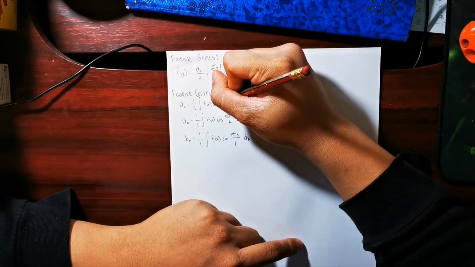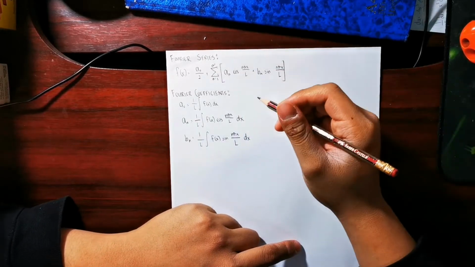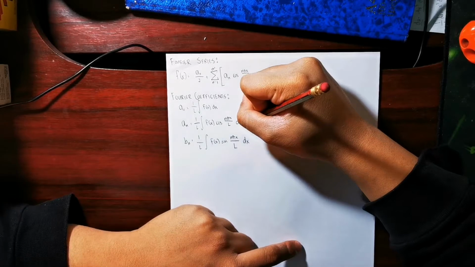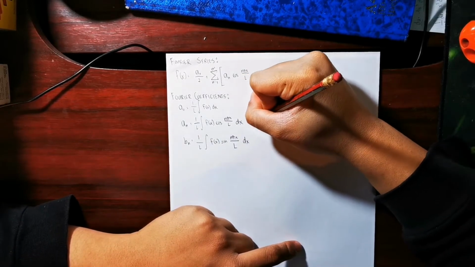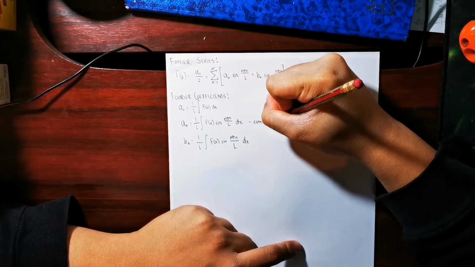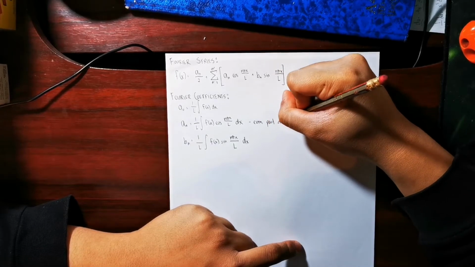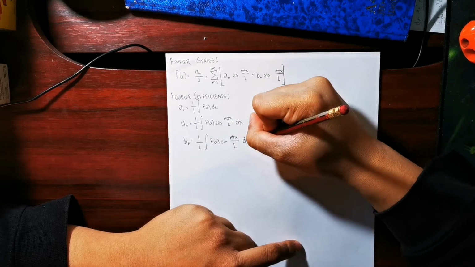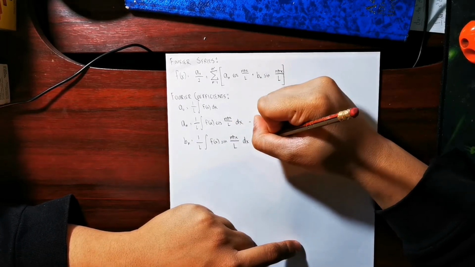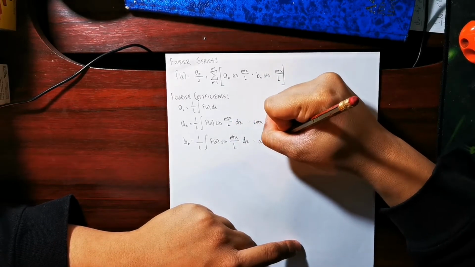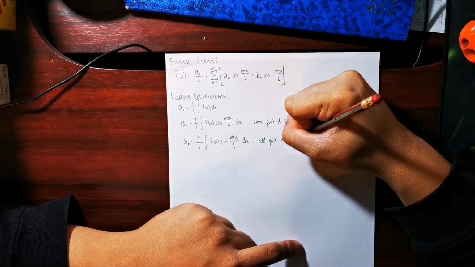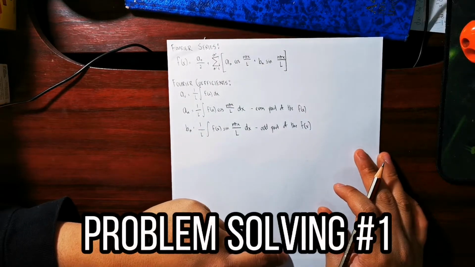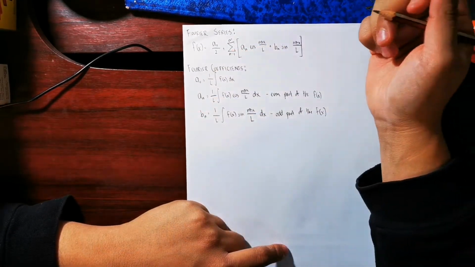So we have to remember that a sub n deals with the even part of the equation, or the f of x, while b sub n deals with the odd part of the f of x. Okay, so here are a few of our examples.